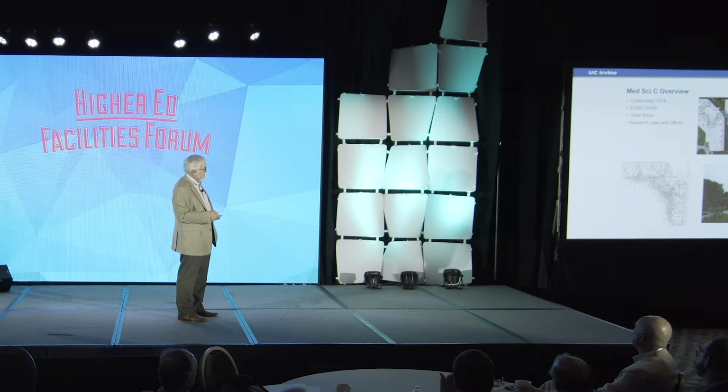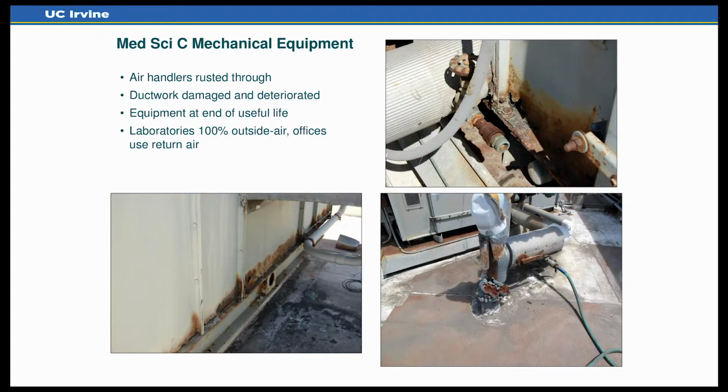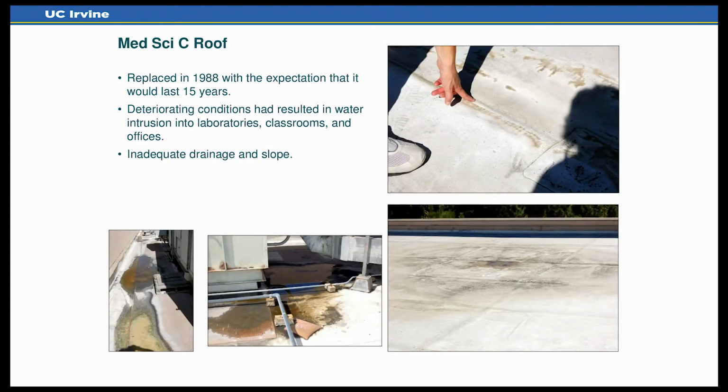The mechanical systems were shot, though. I'll give you some examples. Yes, you're looking at rusted through air handlers on the roof. It was that bad. You can see here some leaky roof and some areas that are obviously low points. It was not well drained.